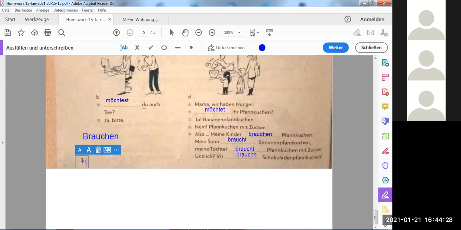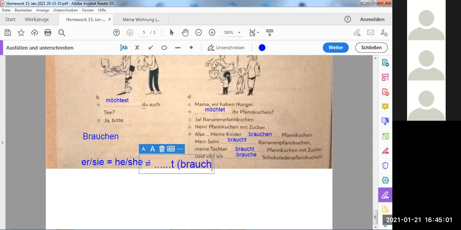Er, es, sie. Meaning, das bedeutet, where's the equal sign here? That's bedeutet. He or she. Remember this, yeah? Okay. Here equals to have or the gifts. All the verbs are going to end with te. In this case, brauchte. Okay, braucht.